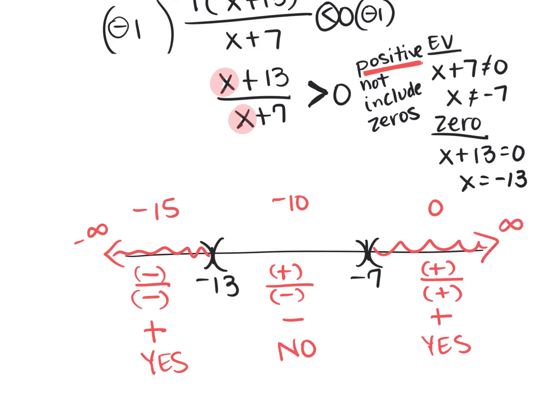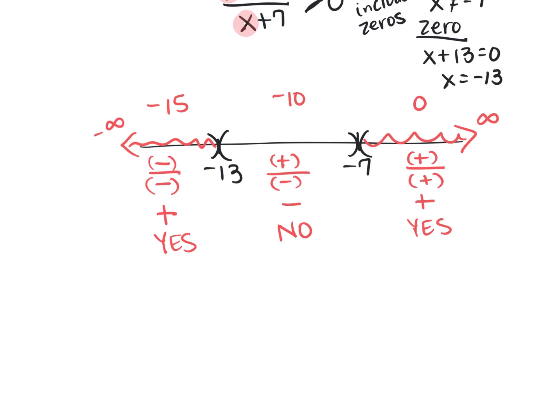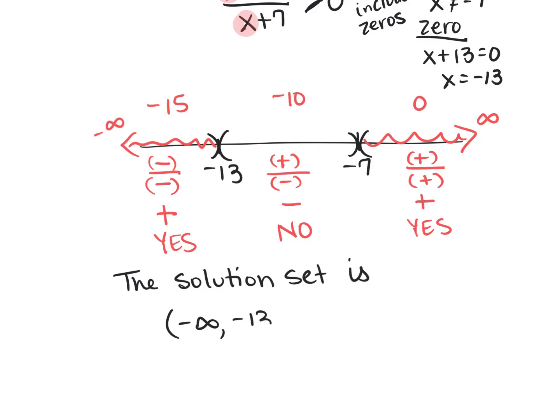So I'm now ready to write my solution set. So the solution set is, and I read left to right, so I go negative infinity to negative 13 with a parenthesis, and then we union from 7 to infinity because that's also included.